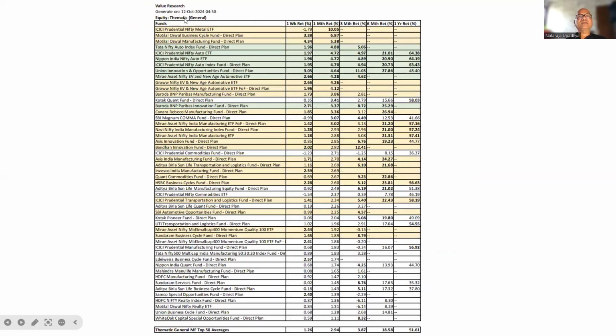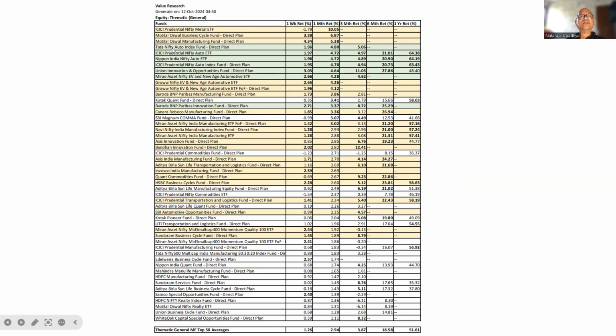Next is thematic general. There are different specific types of thematic funds, so just calling them thematic as Value Research does could be confusing. So I call it thematic general funds. There are more than 100 such funds, and I have taken only the top 50 averages. 1.26 for the week, not bad. 2.94 for the month, okay. 61 for the annual return is not bad.